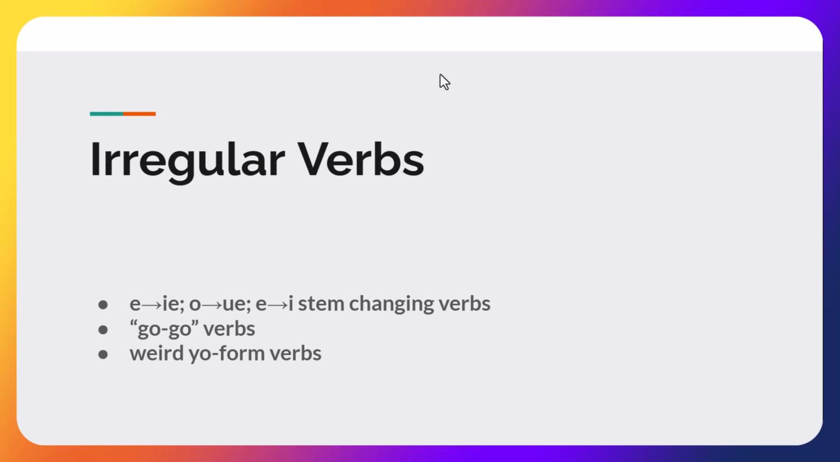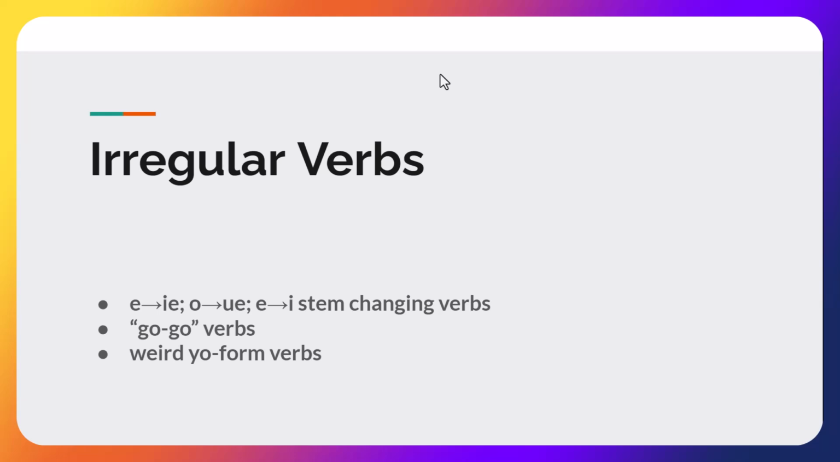Then we've got a category called go-go verbs. Let's remember that in the yo form, whether it is an AR verb, an ER verb, or an IR verb, regardless, the ending will always be an O for regular verbs. All right, well, with go-go verbs, the ending is not O, but go. There's a G before the O in those verbs. And we've got a nice little list of those.